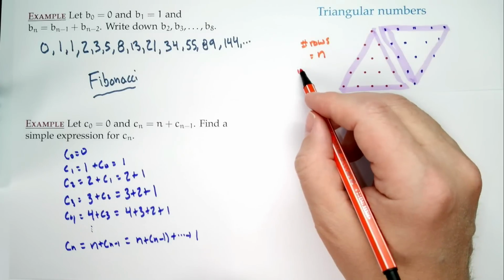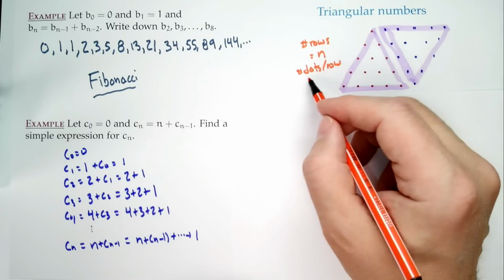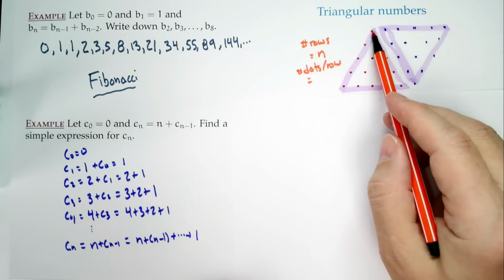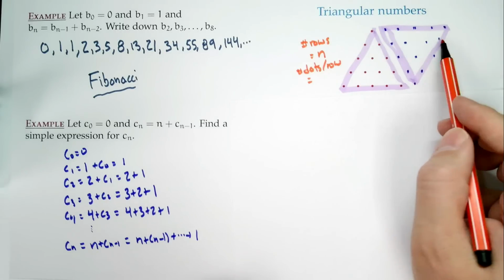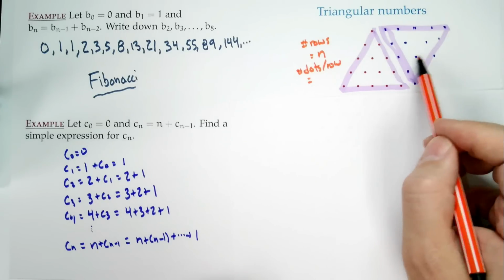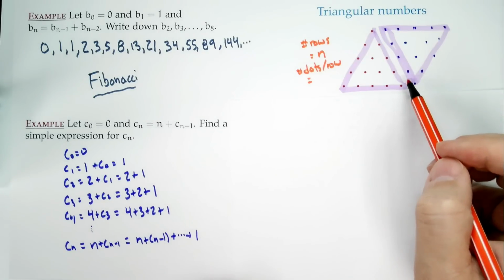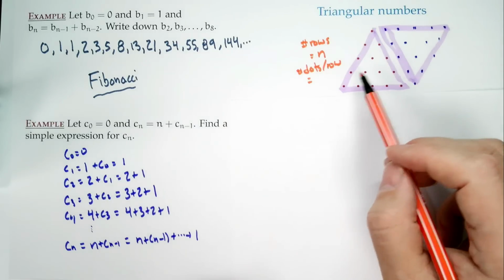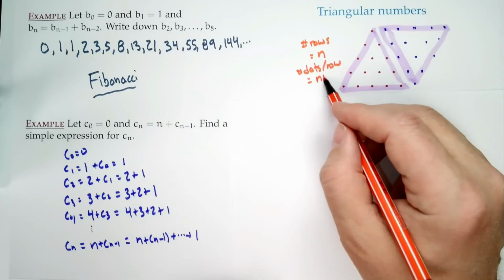Okay, how many dots per row? All right, well, let's see. Here there's 1, plus 5. 2 plus 4. 3 and 3. 4, 2, 5, 1. So what's going to happen is it's always the same number of dots per row. And that number is going to be n plus 1.